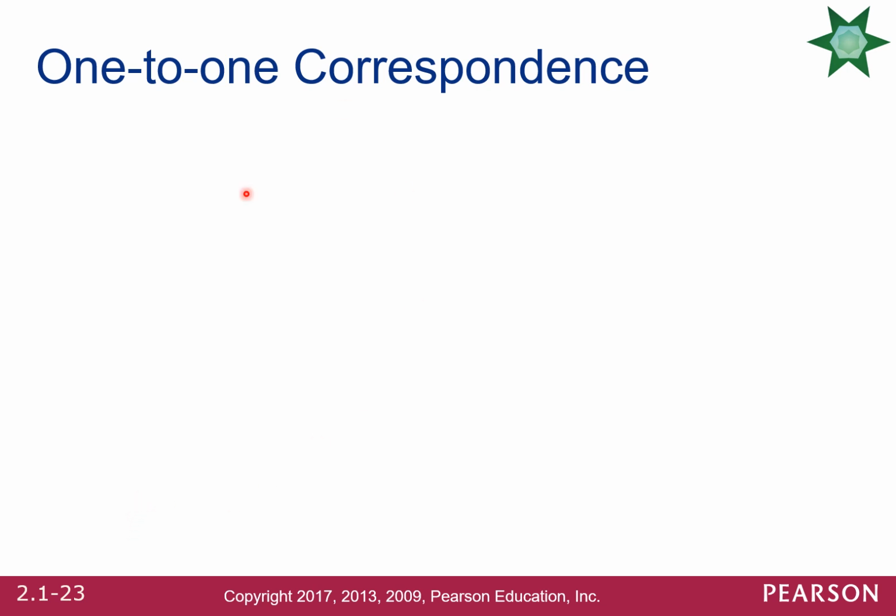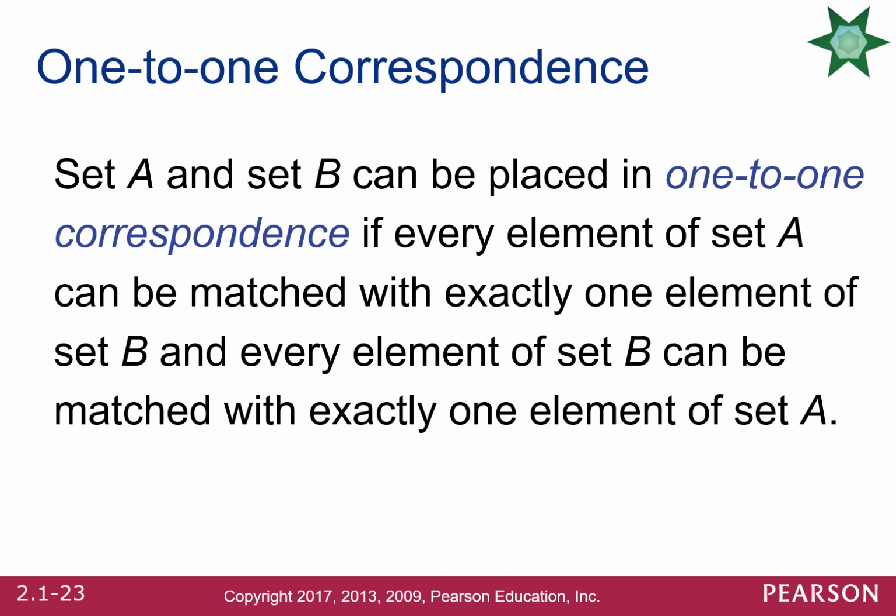Now, one property that sets can assume is called the one-to-one correspondence. So we will go through a definition of what one-to-one correspondence is, and then we will look into an example to understand how it works.